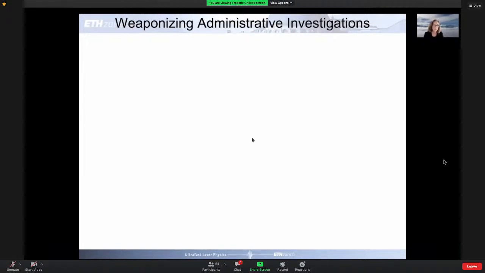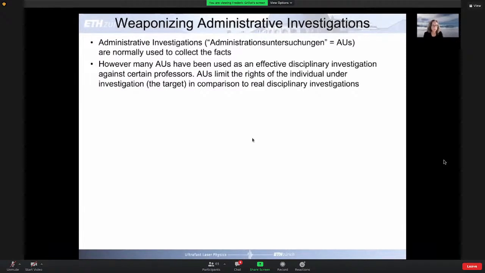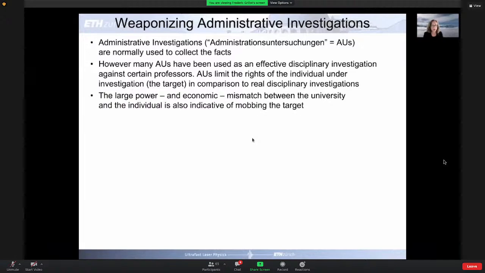These repetitive investigations are very often based on so-called administrative investigations. These administrative investigations are normally used to collect facts. However, many of these investigations have been used as an effective disciplinary investigation against certain professors. And these administrative investigations actually limit the rights of an individual under investigation, the target, in comparison to a real disciplinary investigation. And the large power and economic mismatch between the university and the individual is also indicative of mobbing the target.